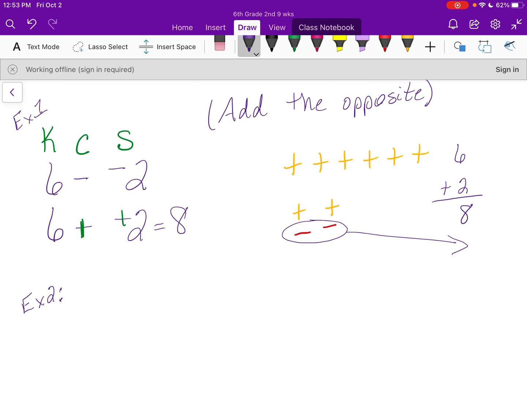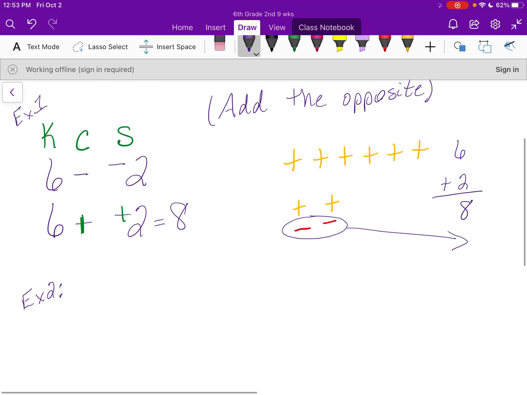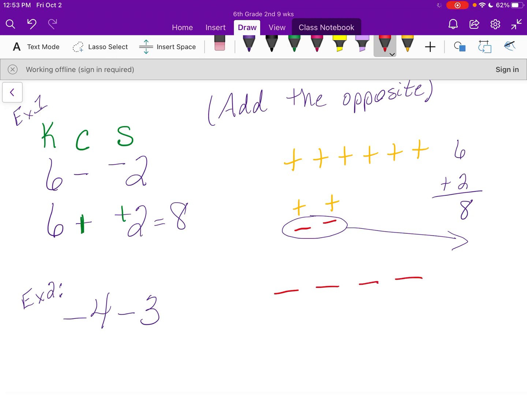All right, so the next one that we did is we did -4 minus 3. All right, so we had our 4 negatives, 1, 2, 3, 4. We wanted to take away our 3 negatives, but we didn't have 3 negatives, so we had to add 3 zeros. Now we could take away our 3 positives. And that left us with 7 negatives.